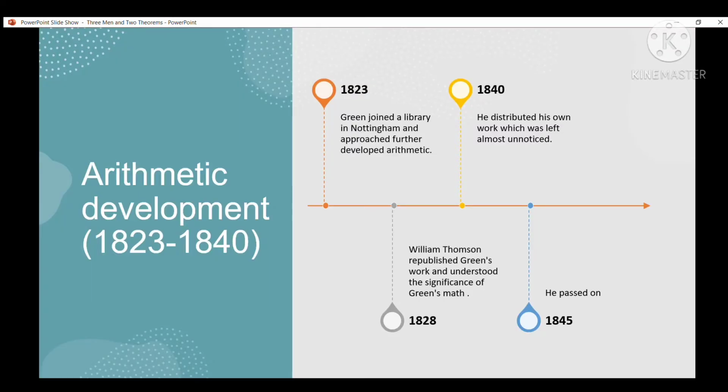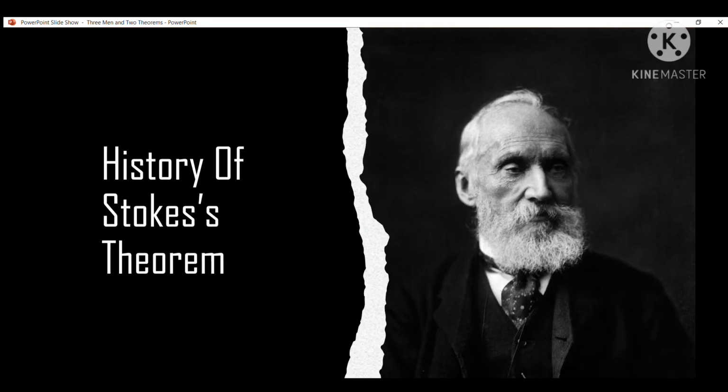So this is a timeline about mathematical development from 1823 until 1840. In 1823, Green joined a library in Nottingham and approached further development of mathematics. In 1850, William Thomson republished Green's work and he understood the significance of Green's math. In 1840, he distributed his own work, which was left almost unnoticed. Unfortunately, he passed away. Next, we'll move to the history of Stokes' theorem.